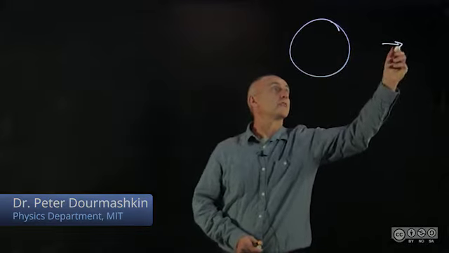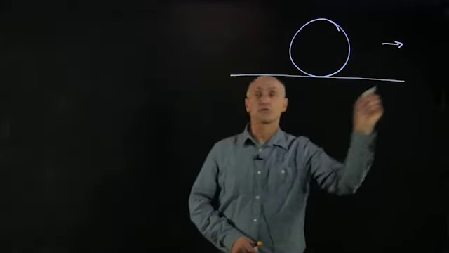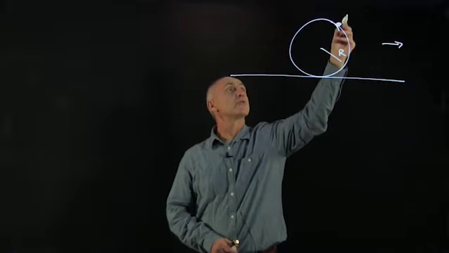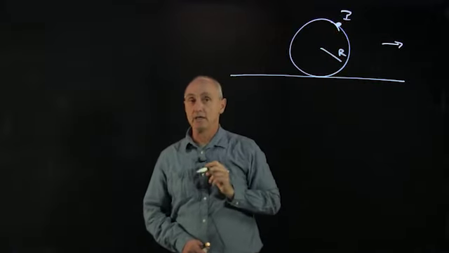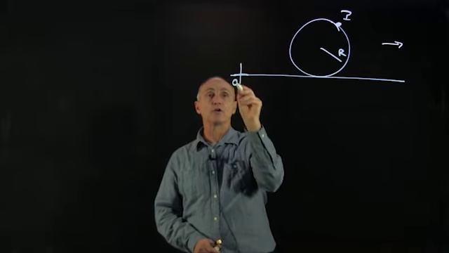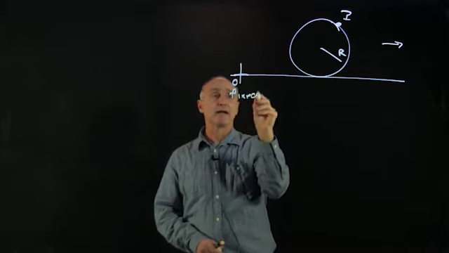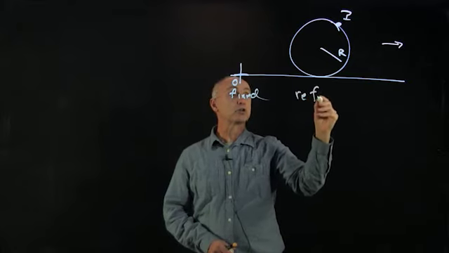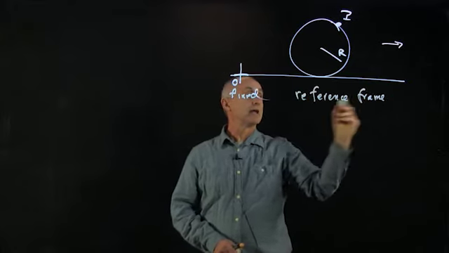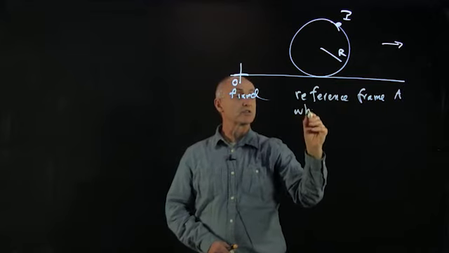Let's consider a wheel that's rolling. So our wheel is rolling along a surface. The wheel has radius r, and I want to consider the motion of a point P on the rim of the wheel. Now, I'll choose an origin that's fixed. And in fact, here we're going to talk about the reference frame A, which is fixed to the ground.